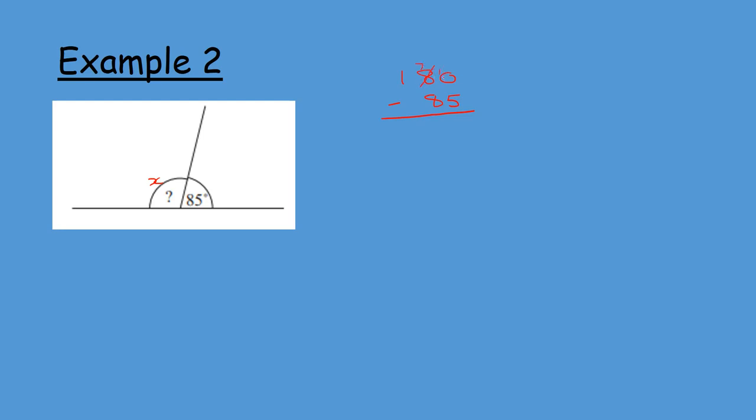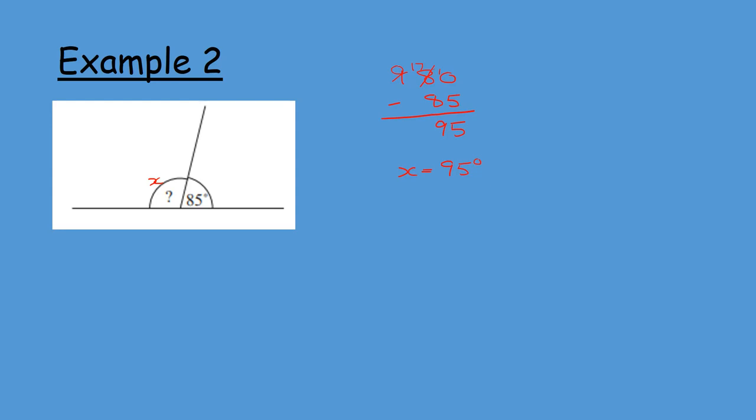So I borrowed 1 from the 7 to make that 10. So 10 take away 5 is 5. Now I can't take 8 away from 7, so I'm going to need to take 1 away from there. So we've got 17, take away 8, which is 9. So that tells us then that this angle X is equal to 95 degrees.